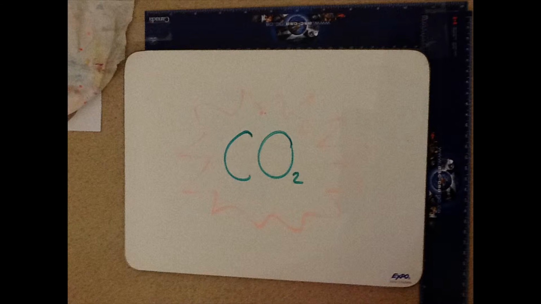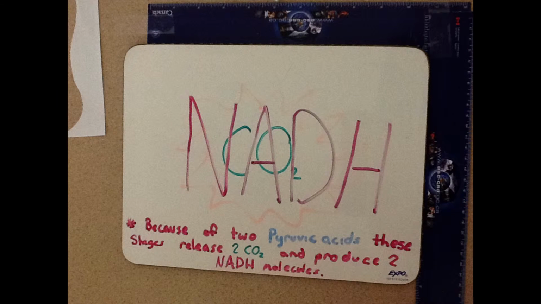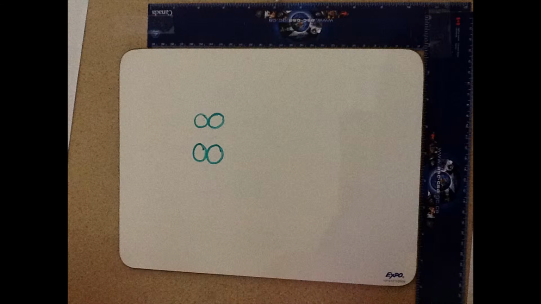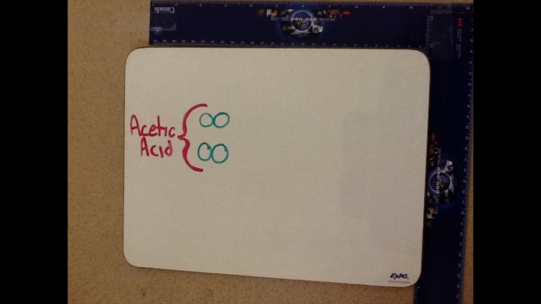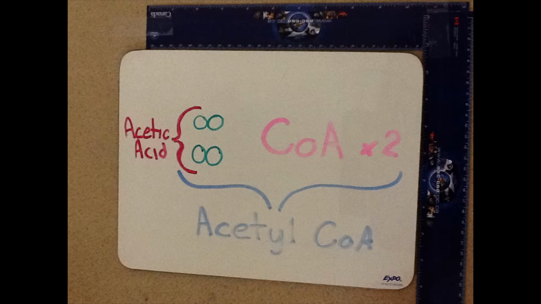In turn, this makes 1 molecule of NADH. Because of 2 pyruvic acids, these stages release 2 CO2 and produce 2 NADH molecules. We will have 2 carbon molecules left over. This is otherwise known as acetic acid, and because everything needs a carrier, this is going to be picked up by coenzyme A. Together, this will form acetyl-CoA.